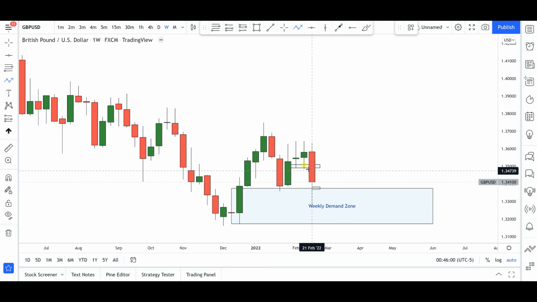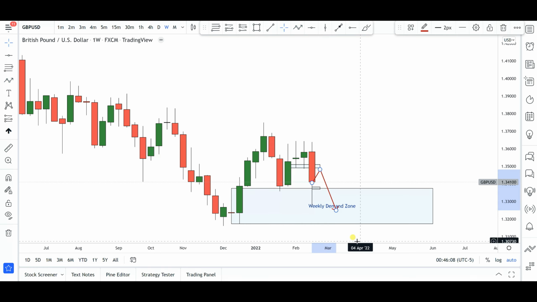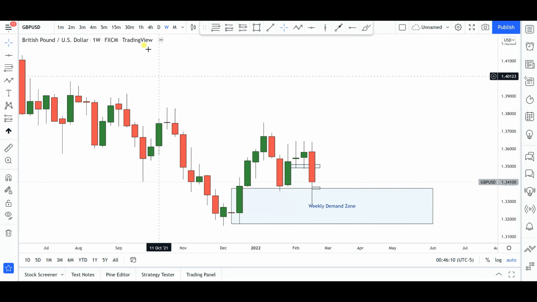So I'm favoring a bearish move, but it's possible that we might still get maybe a little push to the upside before the bears actually come into this market for further continuations to the downside. All right, so let's see how that plays out.